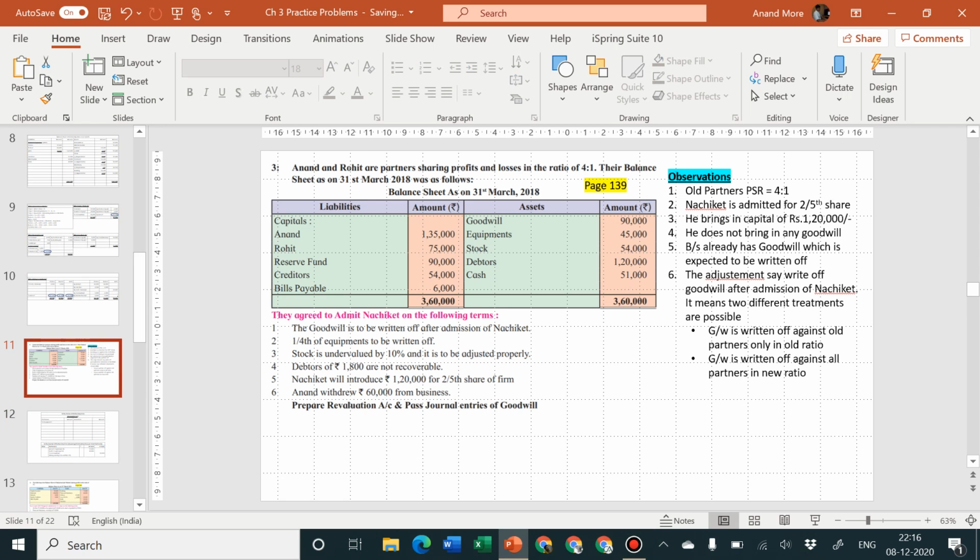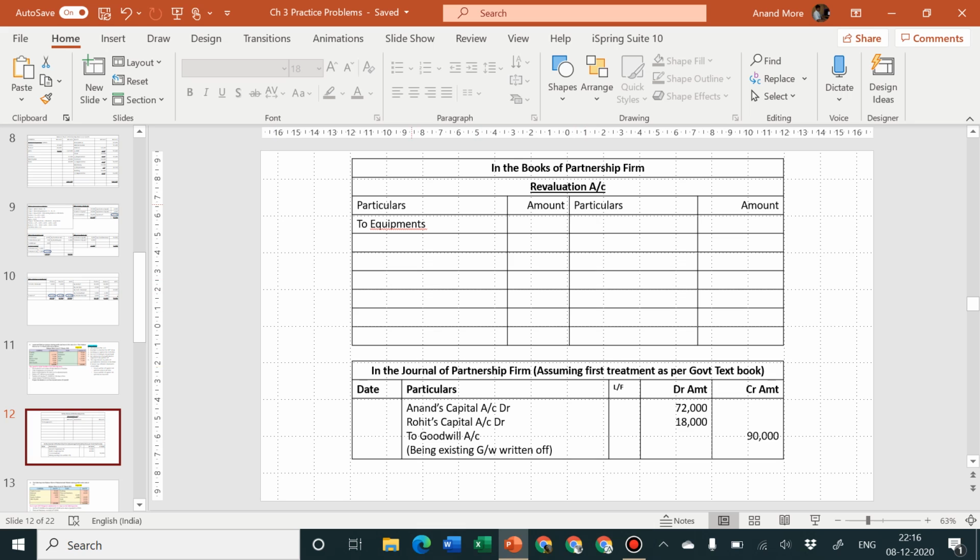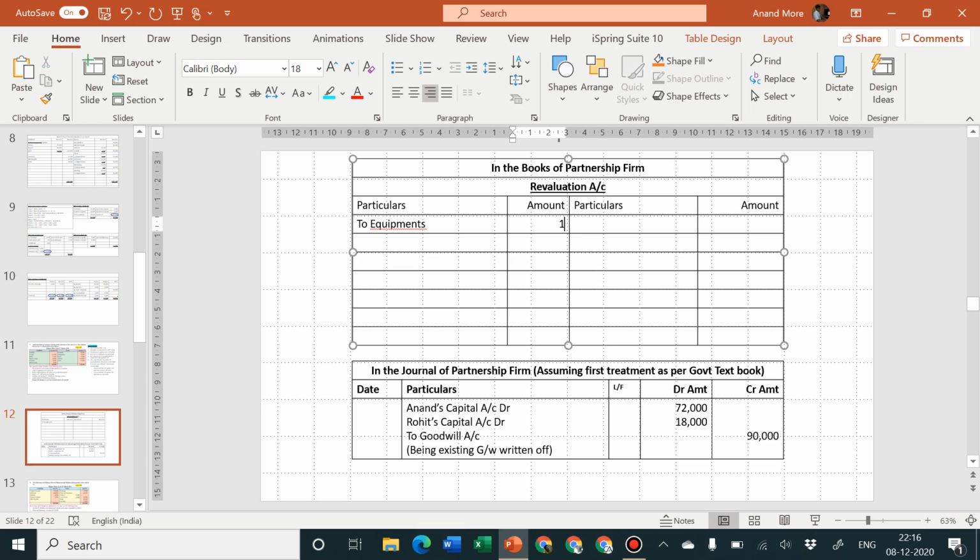So let us calculate what is the amount. It is 45,000 divided by 4. That goes to how much? 11,250. 45,000 divided by 4, because they have specified 1/4. That means it will be 11,250. Okay, so that is a loss. Asset getting reduced is a loss. It will have to be debited to revaluation account, because revaluation account is a nominal account, debit all expenses and losses. So revaluation account is debited.